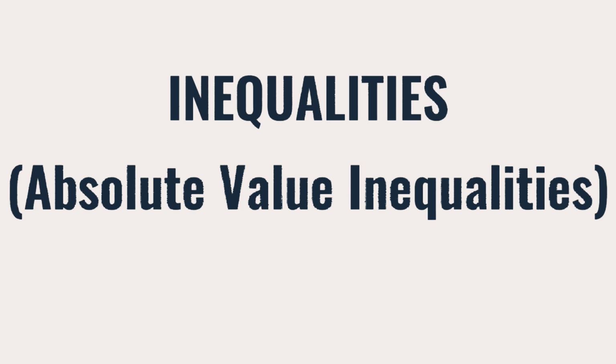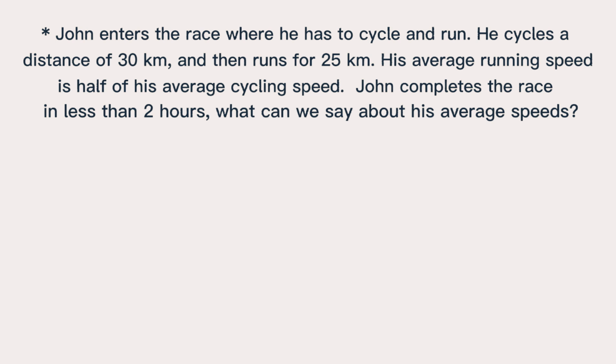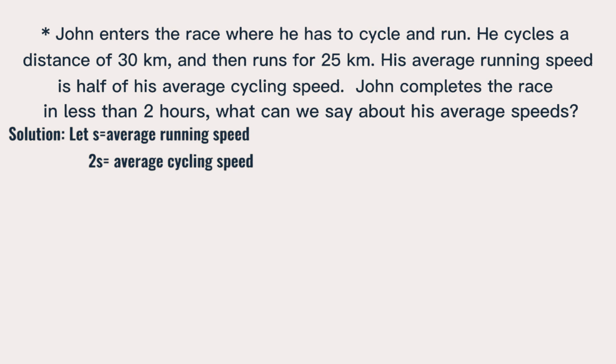Here's the example problem. John enters a race where he has to cycle and run. He cycles a distance of 30 km and then runs for 25 km. His average running speed is half of his average cycling speed. John completes the race in less than 2 hours. What can we say about his average speeds? Solution. Let S be the average running speed and 2S be the average cycling speed.